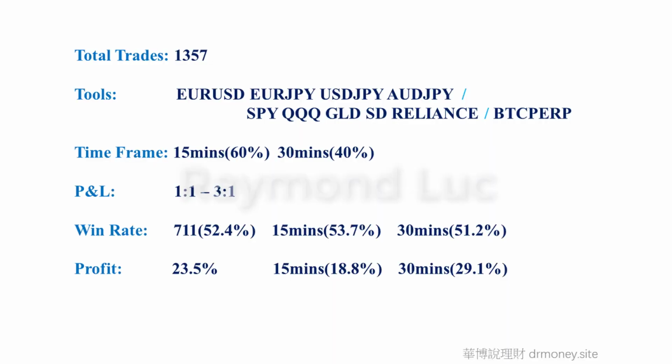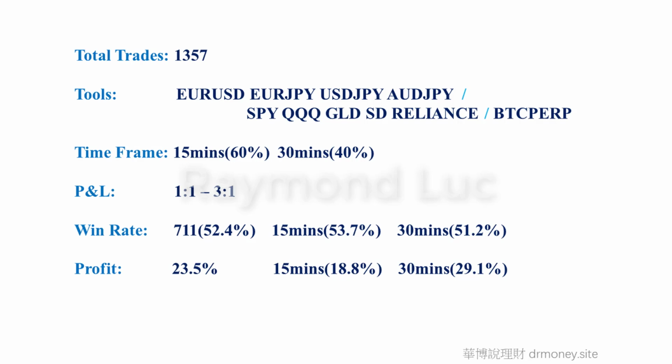The table may look a little messy, so here is the summary. 1. The total number of transactions is 1,357. 2. Trading tools are forex currency pairs, ETFs and cryptocurrencies. 3. Most of them use the 15-minute time frame for trading. 4. The profit-loss ratio is set between 1 to 1 and 3 to 1.